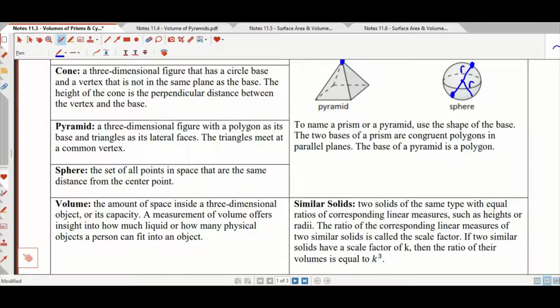In similar solids, two solids of the same type with equal ratios of corresponding linear measures, such as heights or radii, the ratio of corresponding linear measures of two similar solids is called the scale factor. If two similar solids have a scale factor of k, the ratio of their volumes is equal to k to the third. Perhaps more on that later.